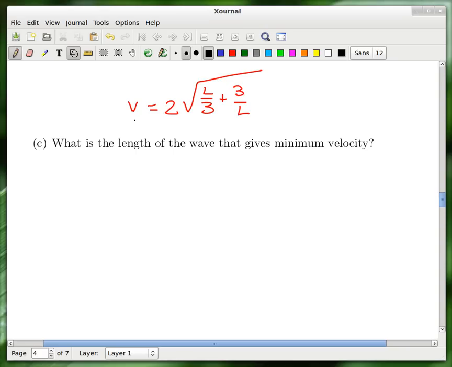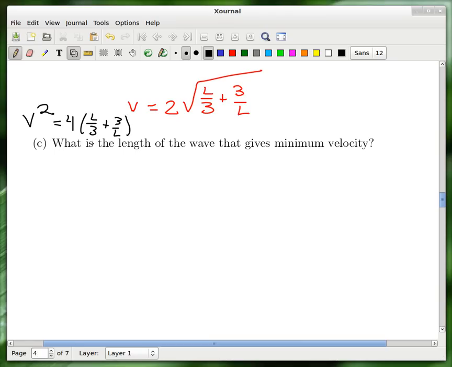And also another little subtlety here. We're doing minimization of an increasing function with positive values. So you could actually solve the simpler problem of minimizing v squared. So v squared is equal to 4 times L over 3 plus 3 over L. So I'll just leave it to you to check that if you take the derivative of this simpler thing and set it equal to 0 and solve, then you'll get exactly the same solution.